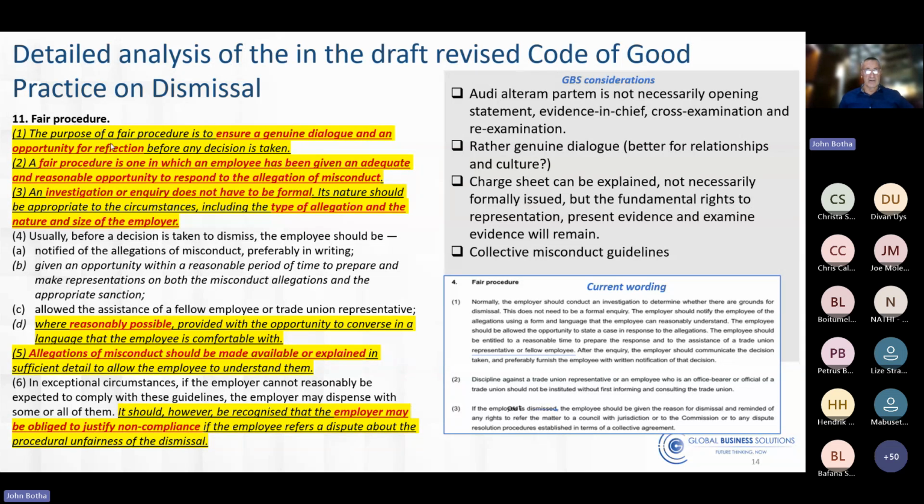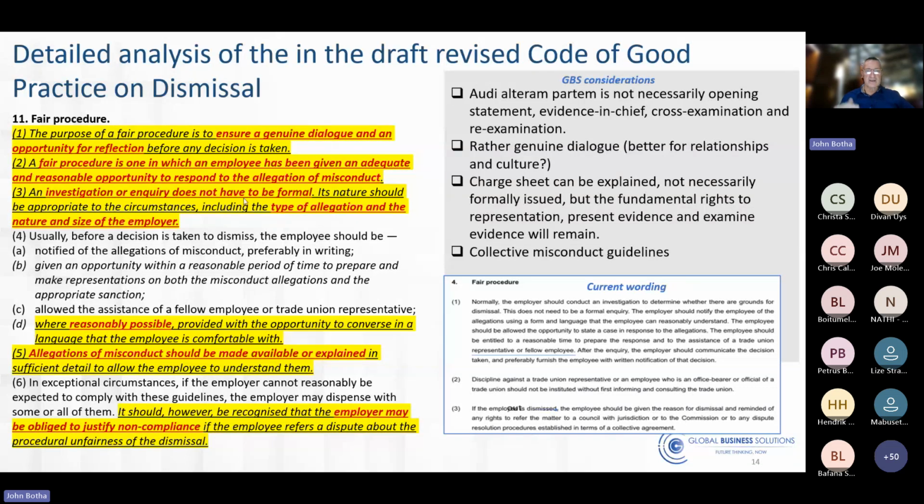Listen to the change in the wording of the new proposed changes, the new draft. It says the purpose of a fair procedure is to ensure a genuine dialogue and an opportunity for reflection before any decision is taken. Can you see the contrast between ensuring a genuine dialogue and reflection compared to an opportunity to be heard in response to the allegations? You see, they're decriminalizing it. They say a fair procedure is one where the employee has been given an adequate opportunity to respond to allegations.